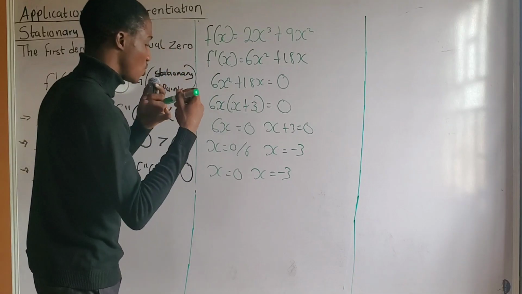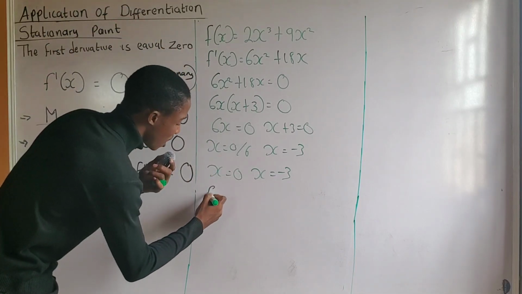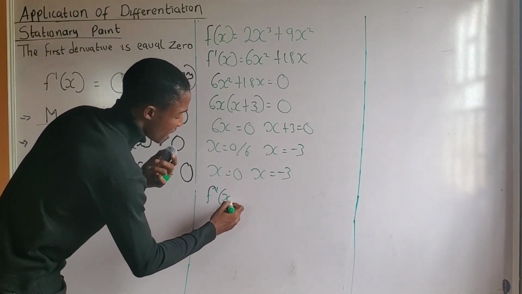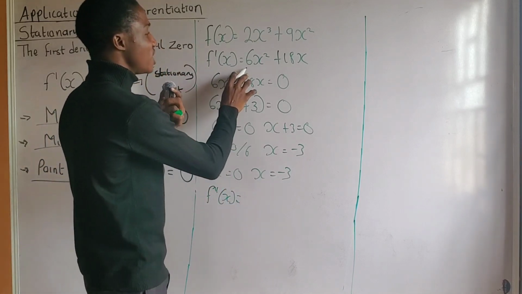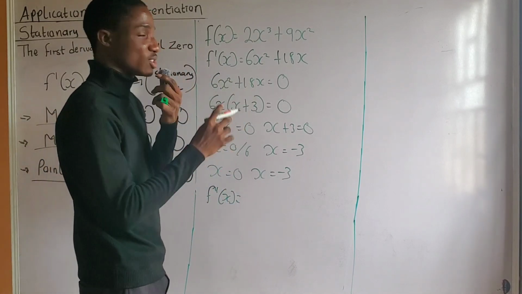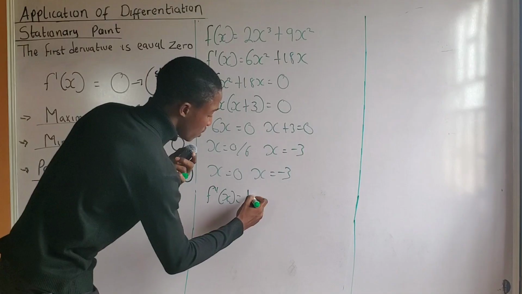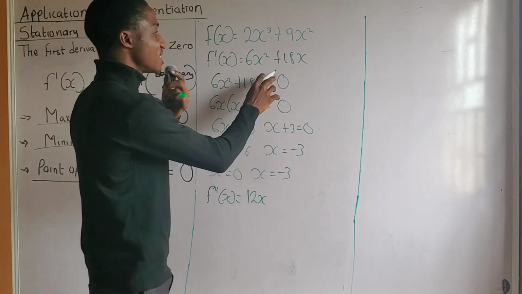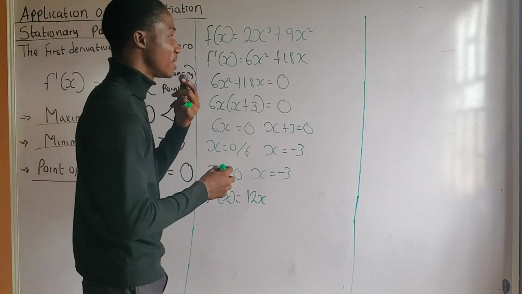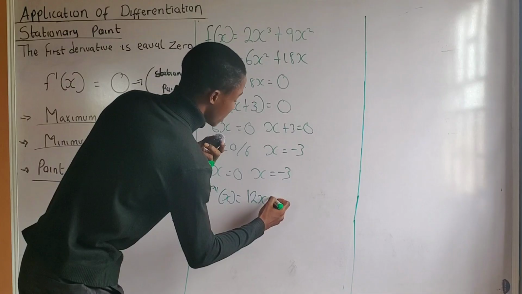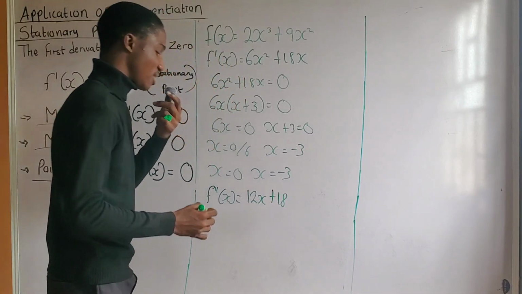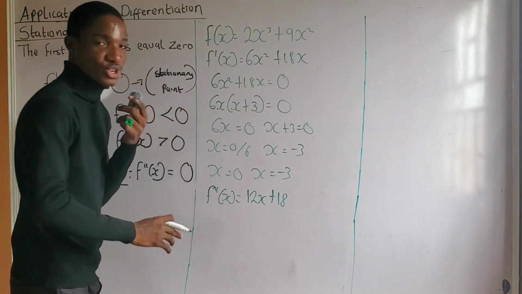So for the second derivative test, the second derivative of f of x will be equal to: differentiate 6x squared, what are you going to have? That is 12x. Differentiate plus 18x, that will give me 18. So plus 18. Now, this is the second derivative of the function.